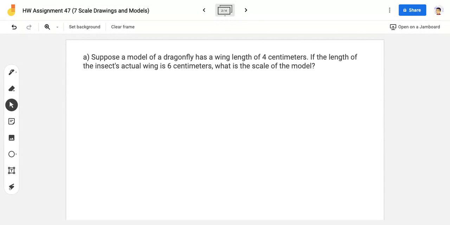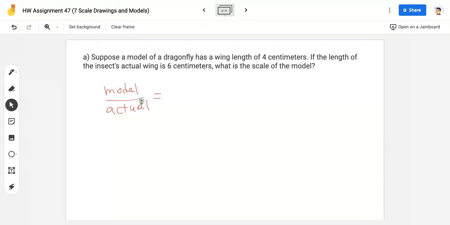So suppose a model of a dragonfly has a wing length of 4 centimeters. If the length of the insect's actual wing is 6 centimeters, what is the scale of the model? Okay, so here's how we're going to figure this out. I like to write out my ratios, my proportions in words first, just so we can make it clear. So we're going to do just that. We're going to go model over actual.